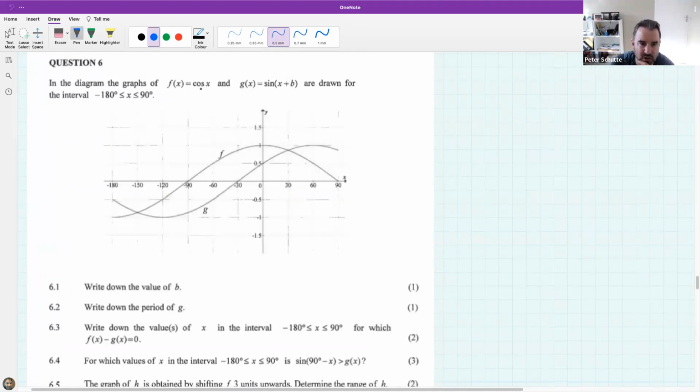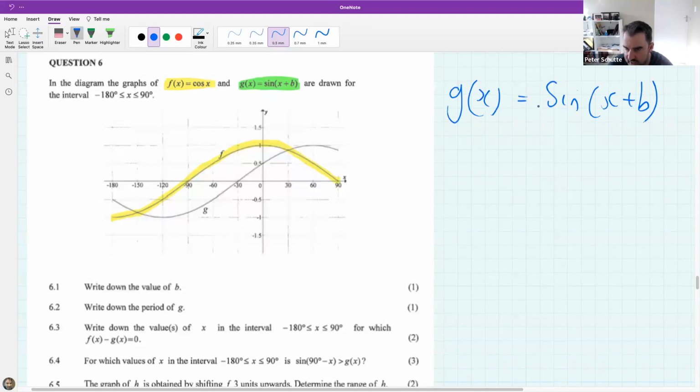And just to highlight what's going on in the diagram, the graph of f of x is cos x, over here. The graph g, okay. We haven't dealt with this type of change, but I'm going to talk about it now. What type of change is happening over here when we say g of x equals sine of x plus b?